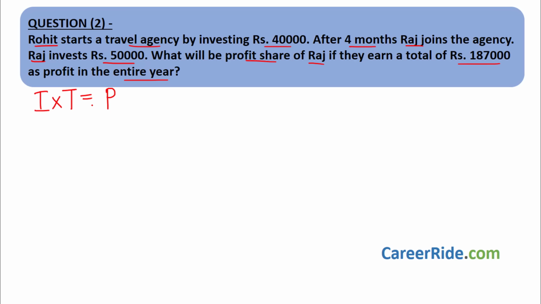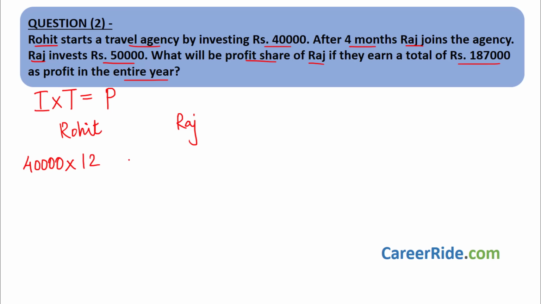Now here there are two people, just like at the start we saw an example of A and B. Here it would be Rohit and Raj. So what would be the investment for Rohit? 40,000 they have given, multiplied by what is the time period for Rohit? Rohit starts the travel agency and at the end of the year they get the profit. So Rohit has investment for the entire year, that is 12 months.